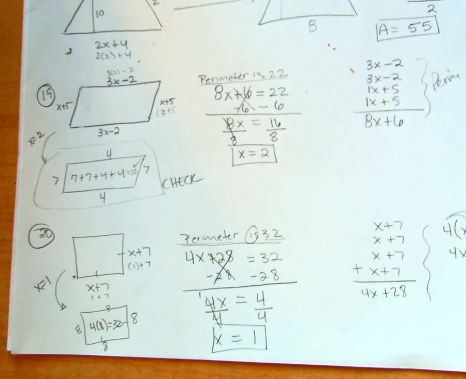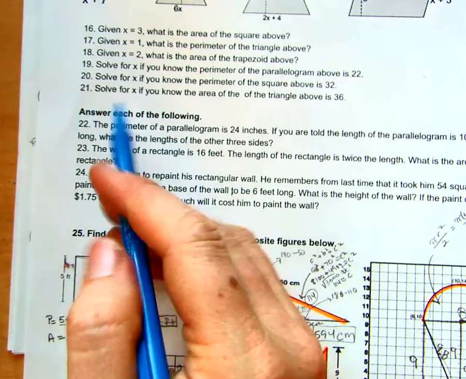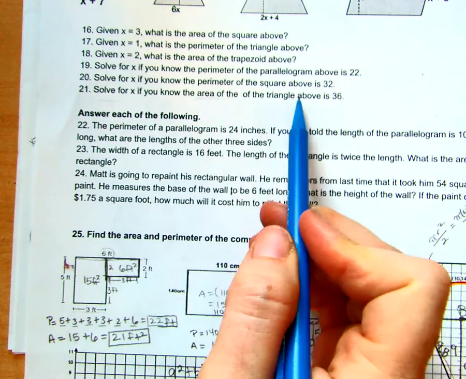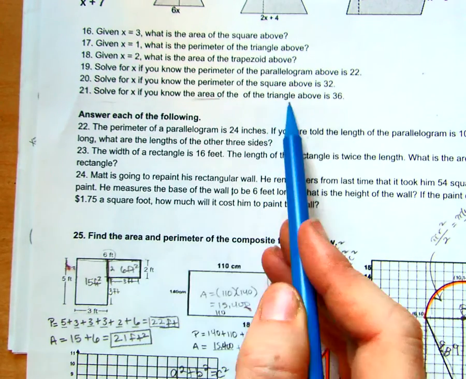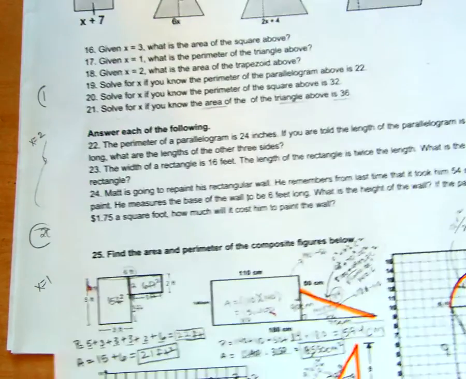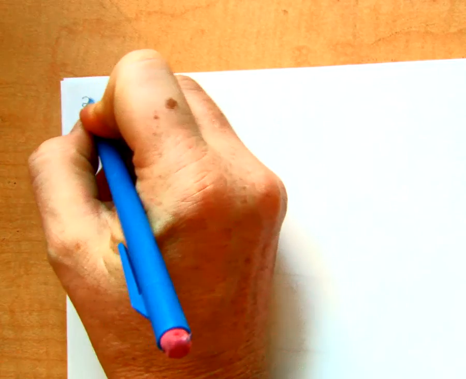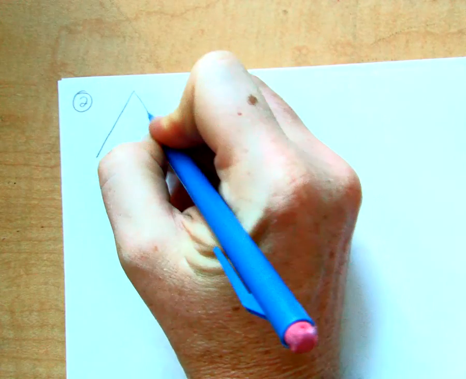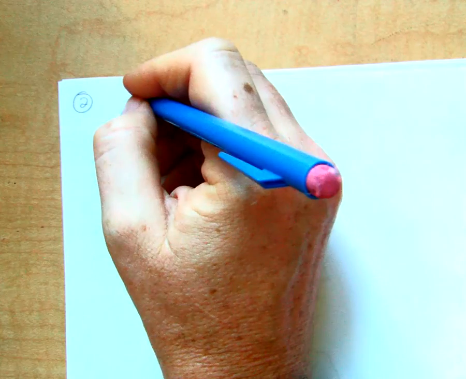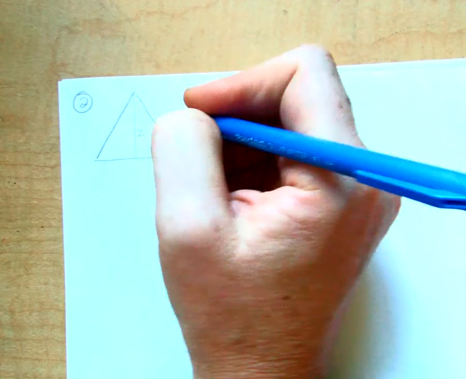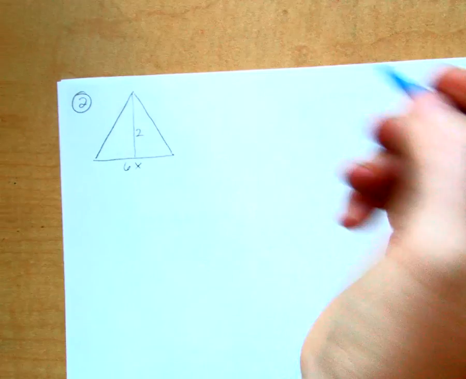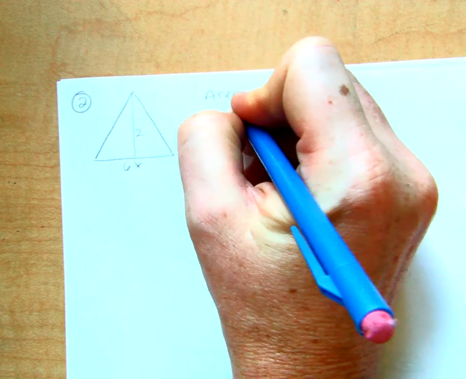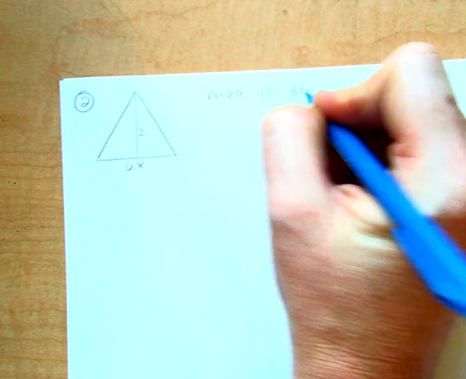All right, just one more from this section. It says solve for x if you know the area of the triangle is 36. All right, so let me flip my paper over here. We're looking at number 21. I'm using the triangle this time. And we're going to do area, so that means I do need the height of the triangle, which is 2. I don't need the side lengths because they don't really have anything to do with area. And this is x. And the problem says you know the area is 36.